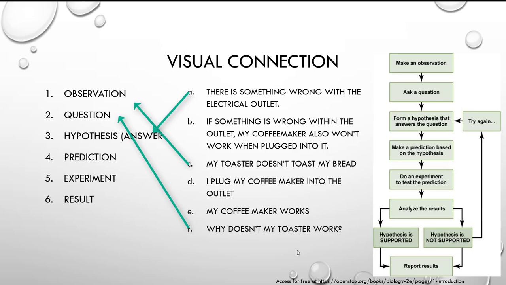Okay, so what's next? We've got to come up with a prediction, and then again a hint: these predictions are in if-then format. So, if something is wrong with the outlet, my coffee maker also won't work when plugged in. Okay, so what's the experiment?